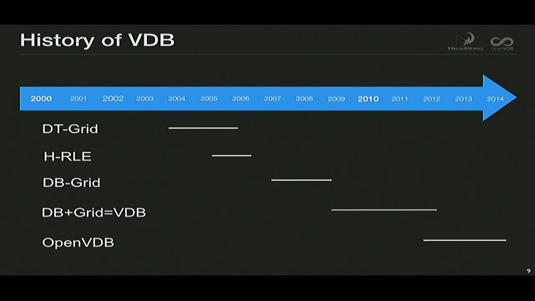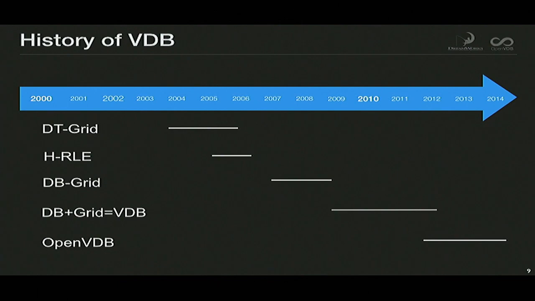We were doing Pirates of the Caribbean, the third one, and they asked me to help them with some fluid sims. They said, we have problems with memory. Do you have a tool? Do you have a data structure we can use? And I said, oh yeah, we can use DT-Grid. It's awesome. And it quickly turned out to be not awesome at all, because it solved one very specific problem.